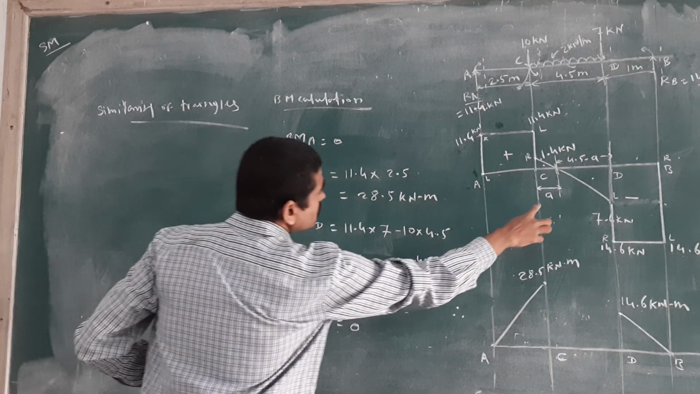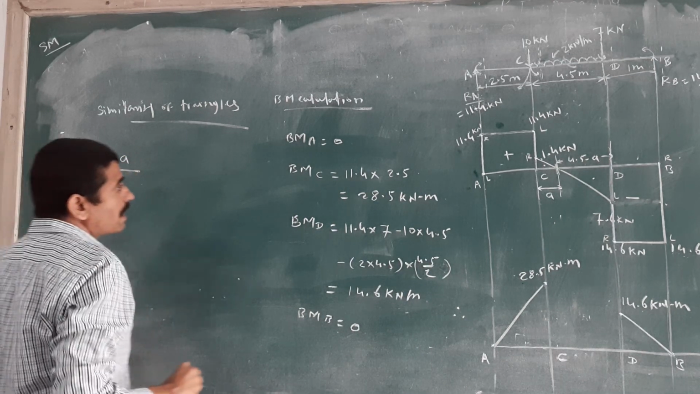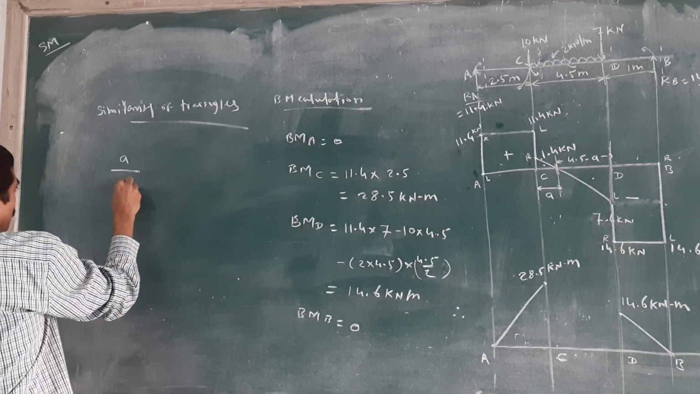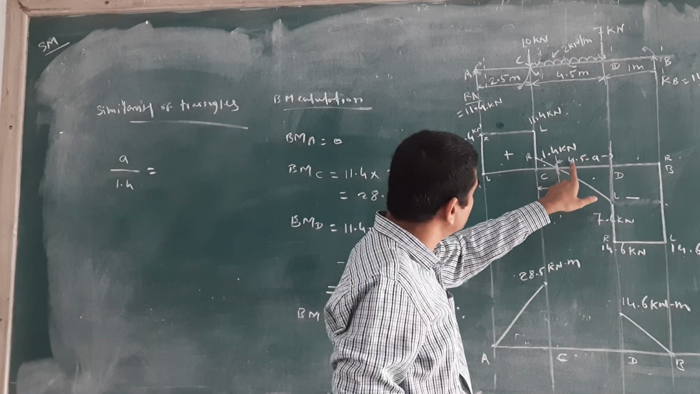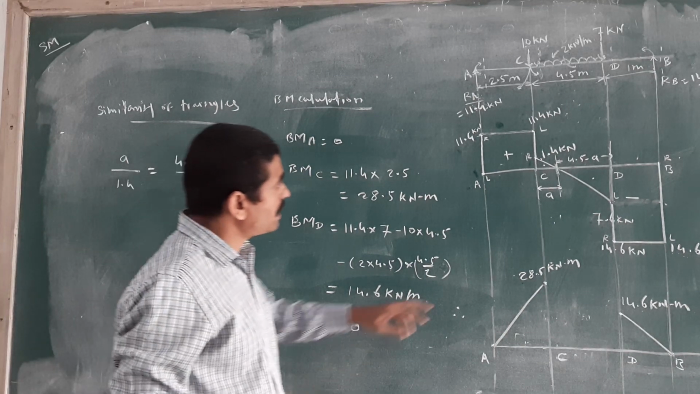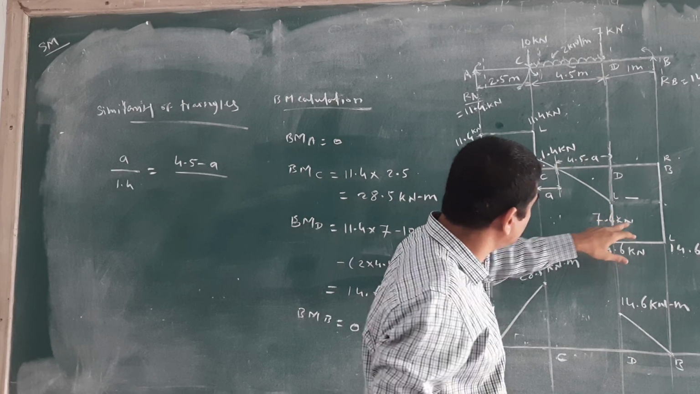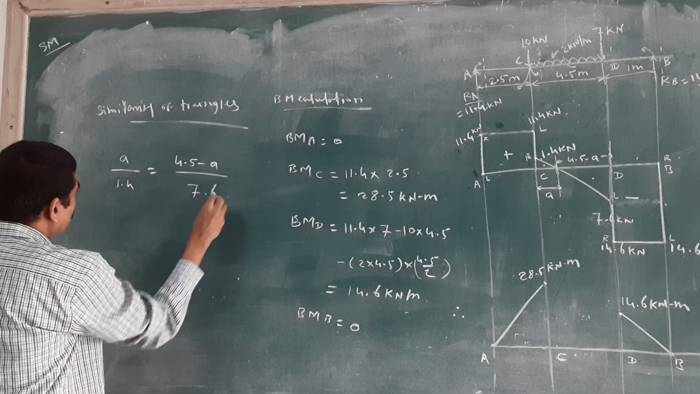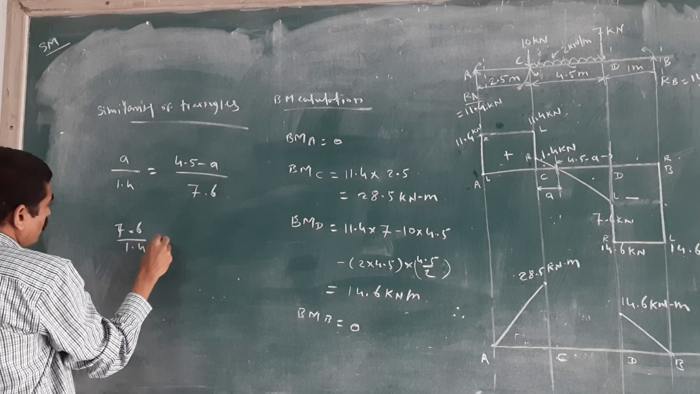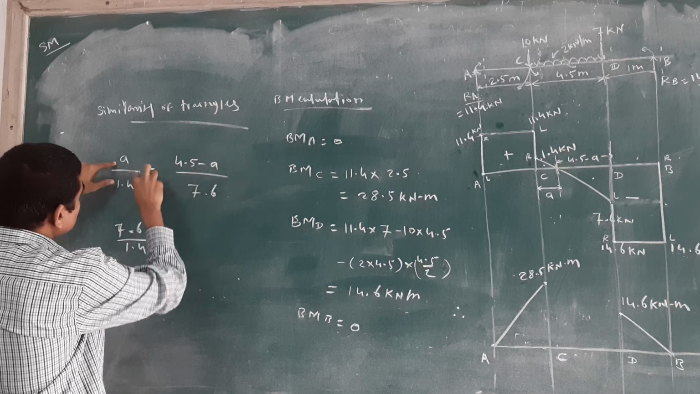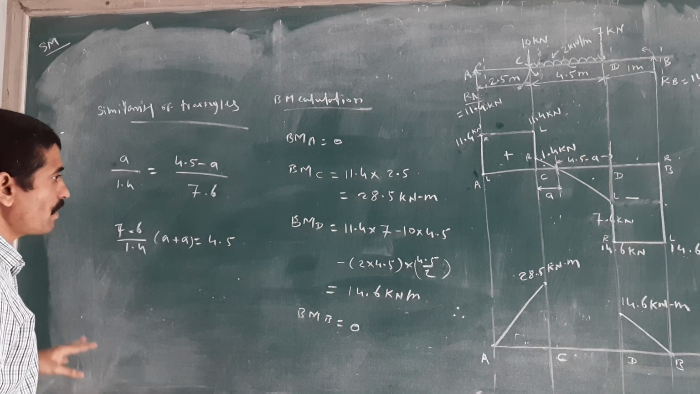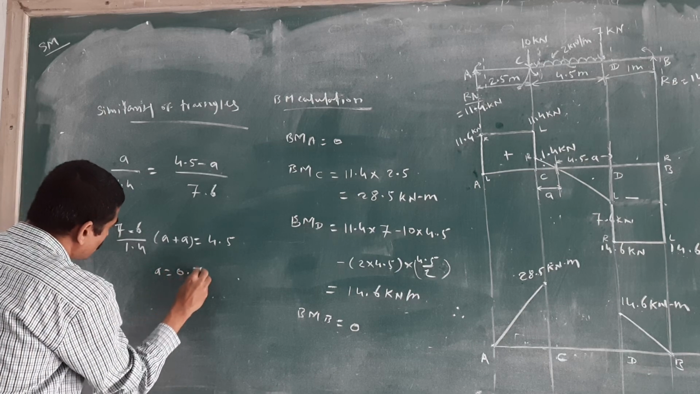How to calculate? See how much distance we considered, A distance. A divided by how much force is at that C point? 1.4 kilonewton, right? Equal to the next distance 4.5 minus A, divided by this force 7.6 kilonewton. If you calculate 7.6 divided by 1.4, then taking this A to the left side, you will get A plus A equal to 4.5, and A is equal to 0.7 meter.